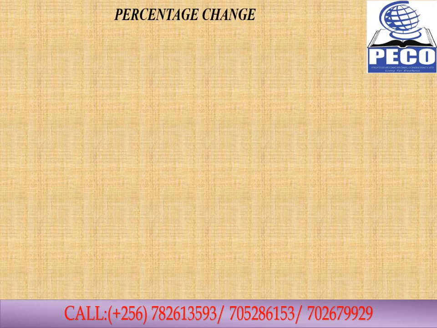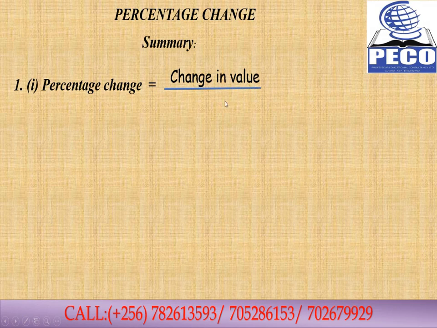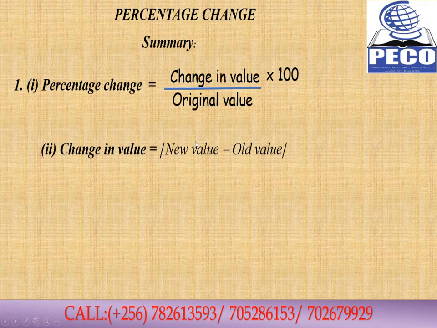So we now need to extend our idea of discussion into what we call percentage change. Percentage change: by how much has a value changed? We can look at some key points. 1, percentage change would be change in value over the original value times 100. Change in value, we shall take the new value minus the old value. Now this magnitude means that you neglect the negative. In case the new value is small and you subtract to get a negative, then we shall neglect the negative.